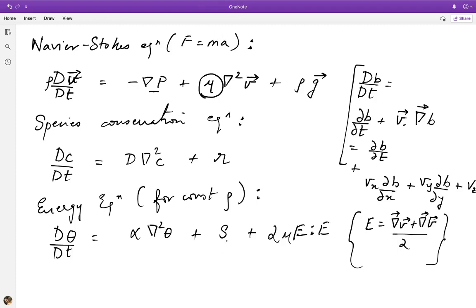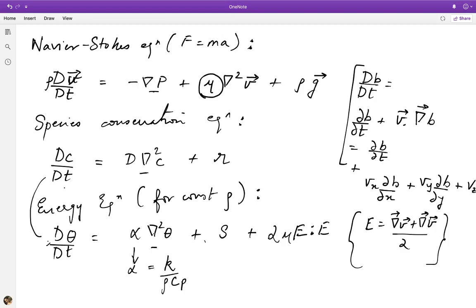Okay, so the point I want to make here now is that if you compare the species conservation and the energy equation, you see that they look very similar. You have this same role played by convection of the fluid. In this case, you have diffusion of concentration as well as diffusion of heat. Here alpha, known as the thermal diffusivity, in analogy with the species diffusivity, is nothing but the thermal conductivity divided by the density times the heat capacity at constant pressure. So alpha is the thermal diffusivity.